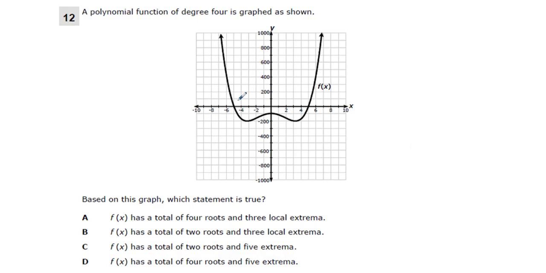Okay, 12. A polynomial function of degree 4 is graphed as shown. And this has to do with our fundamental theorem of algebra. I said calculus, meant algebra. And that is the number of zeros or roots is equal to the degree of the function. And so your number of roots is going to be 4. And so anything without 4 as an answer is an incorrect answer. So B and C are automatically eliminated.